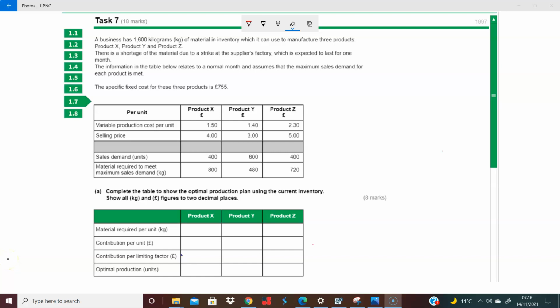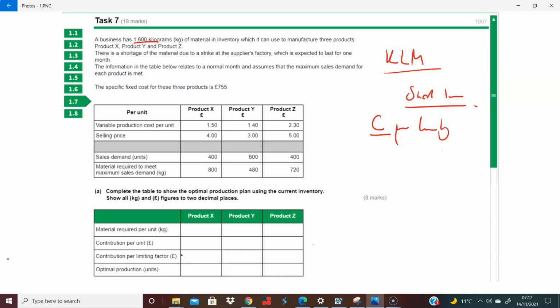Okay, so task 7. Task 7 is really referred to as key limiting factor analysis. You might have seen key limiting factor analysis where we are restricted by the amount of kilograms of inputs that we have, and we have to make the best use of that resource. The argument is that this is short-term decision making: we want to produce those items that give us the greatest contribution per limiting factor. Whoever gives us the greatest contribution per limiting factor, we make that product.